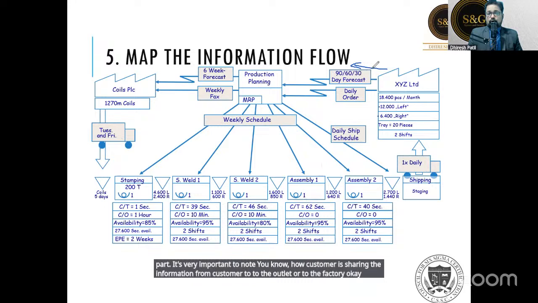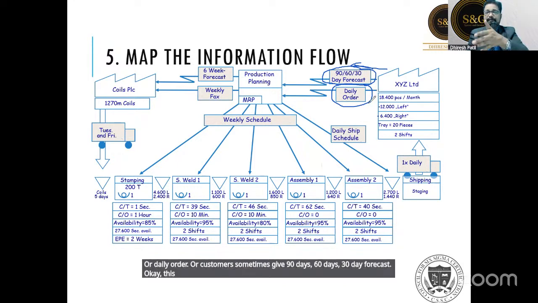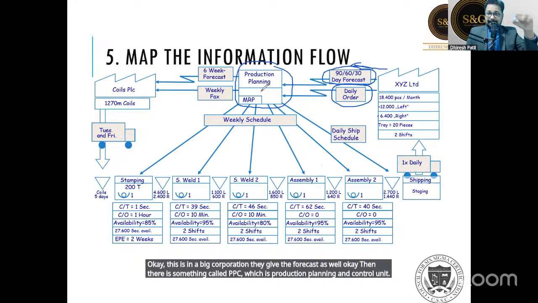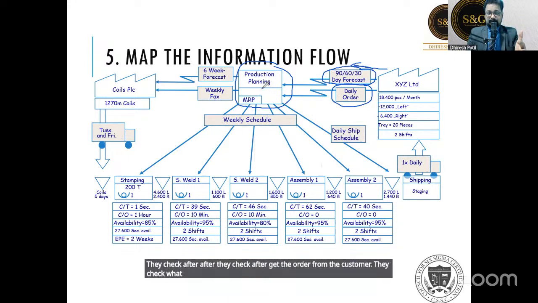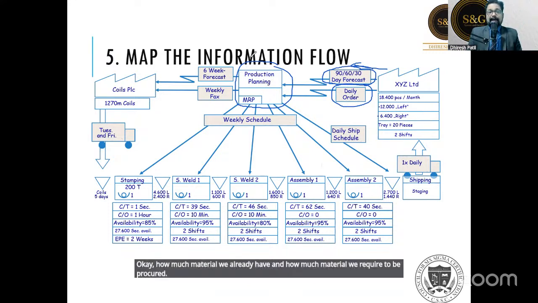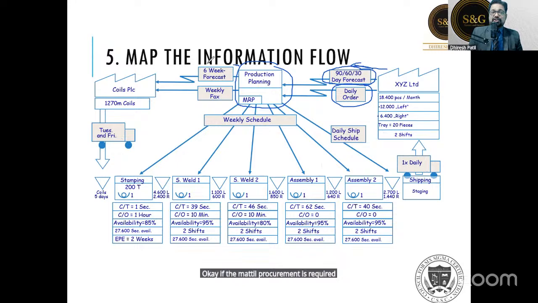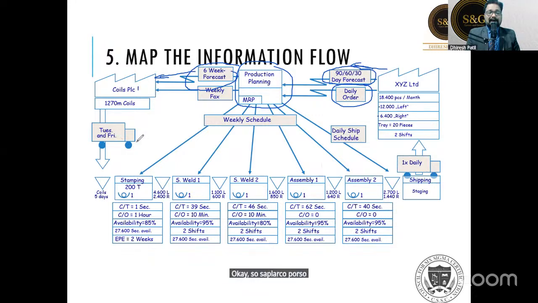So the customer shows a daily forecast or daily order, or sometimes gives a 90 day, 60 day, 30 day forecast. In big corporations, they give the forecast as well. Then there is something called PPC, which is the production planning and control unit. After they get the order from the customer, they check what the current inventory is, how much material we already have and how much material we require to be procured. If procurement is required, then they will send the purchase order to the supplier, and then the supplier will give the material.